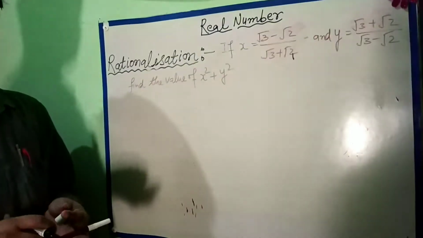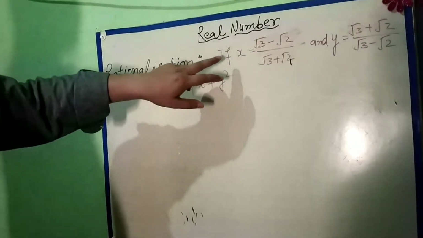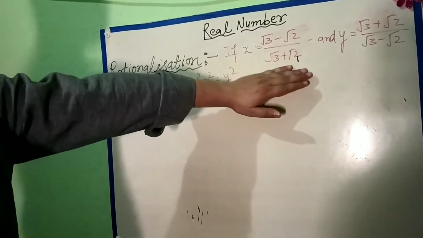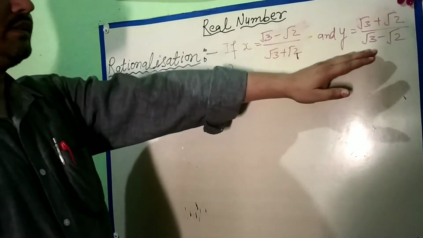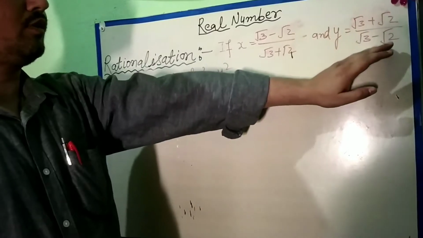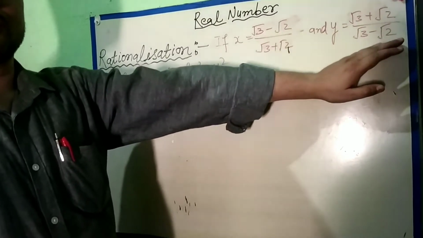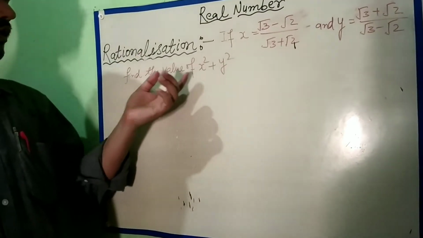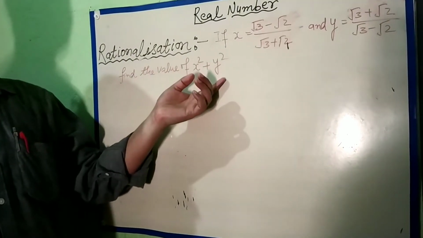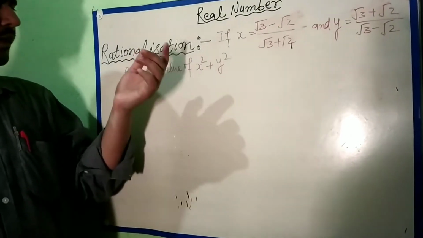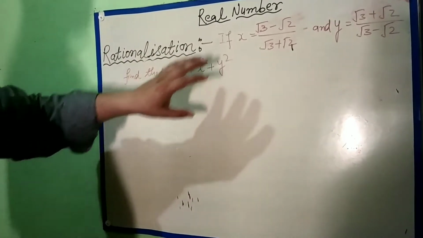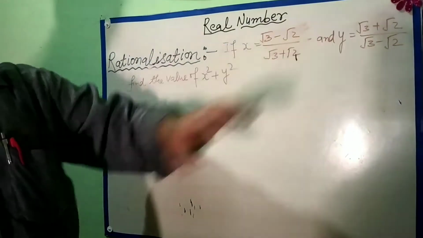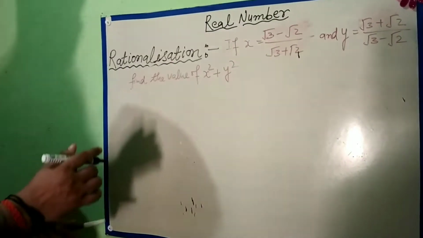Now next, see the next question. If x is equal to 3 minus root 2 upon 3 plus root 2, and y is equal to 3 plus root 2 upon root 3 minus root 2. So what we have to do, we have to find the value of x square plus y square. Before finding the value, we need to rationalize x as well as y separately.